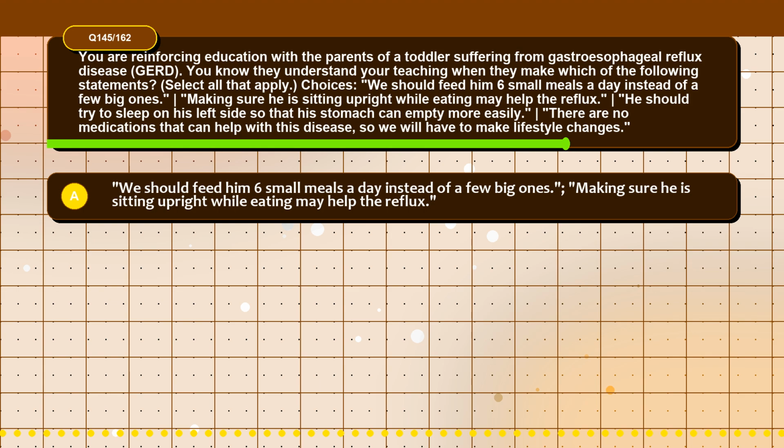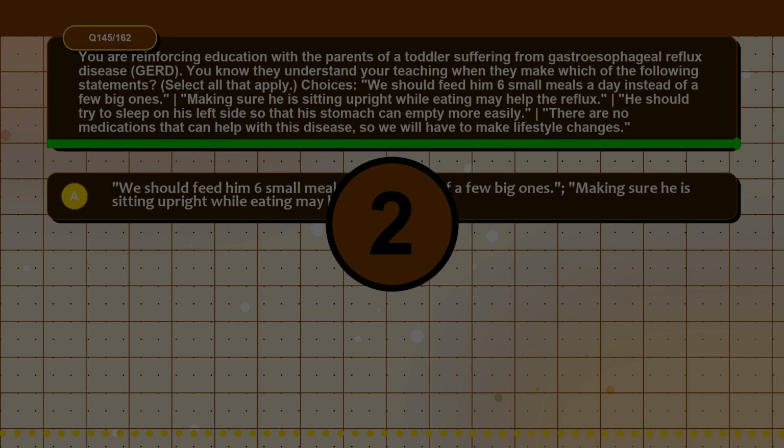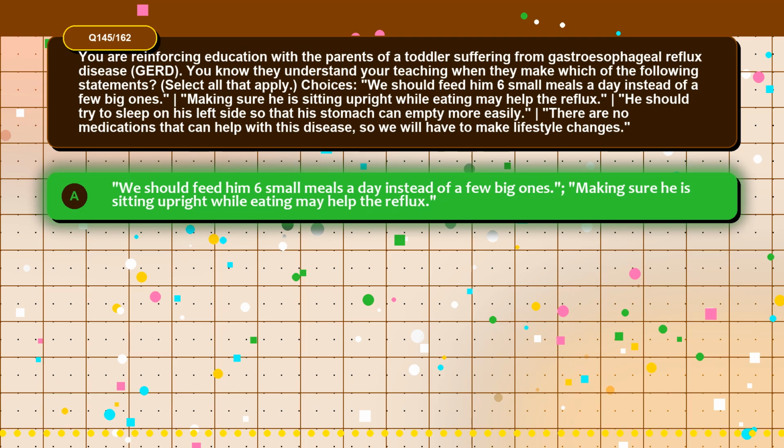Here are the options. Option A. We should feed him 6 small meals a day instead of a few big ones. Making sure he is sitting upright while eating may help the reflux. The correct answer is option A. We should feed him 6 small meals a day instead of a few big ones. Making sure he is sitting upright while eating may help the reflux.